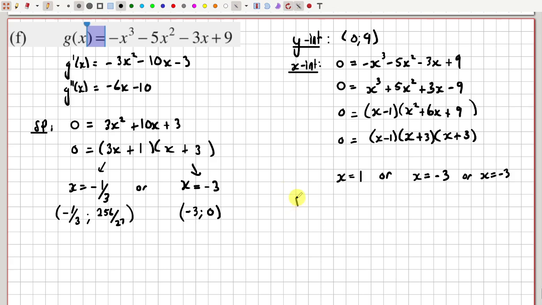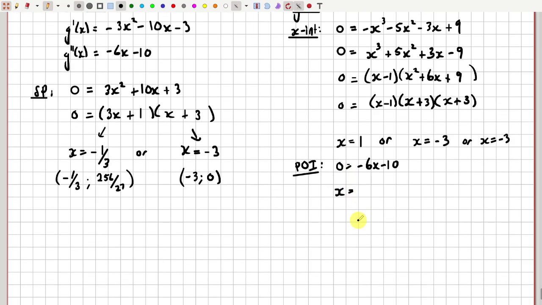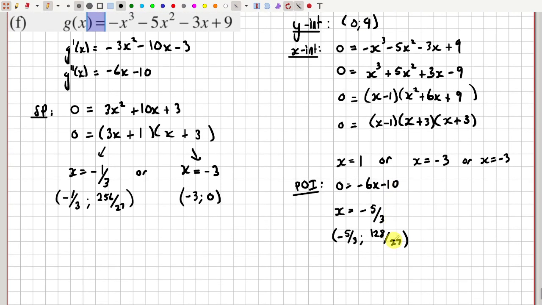Next up, let's do our point of inflection over here. That's our second derivative equal to 0. And if we solve that, we'll get that x is equal to minus 5/3. We'll sub that back into our original equation because we're drawing the original equation. We get that's 128/27. Okay, now I'm going to leave the drawing for you.